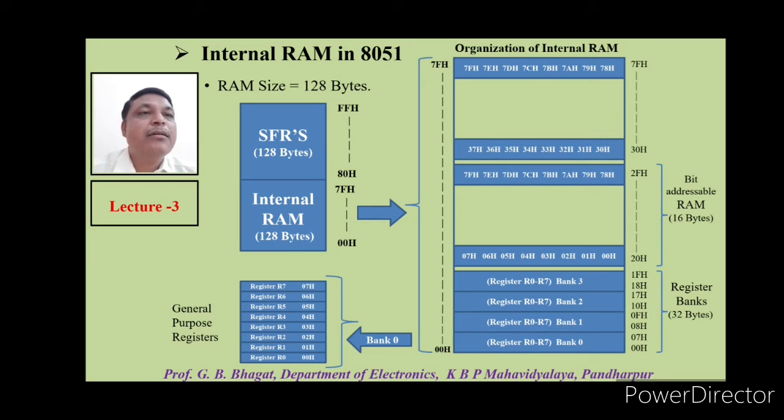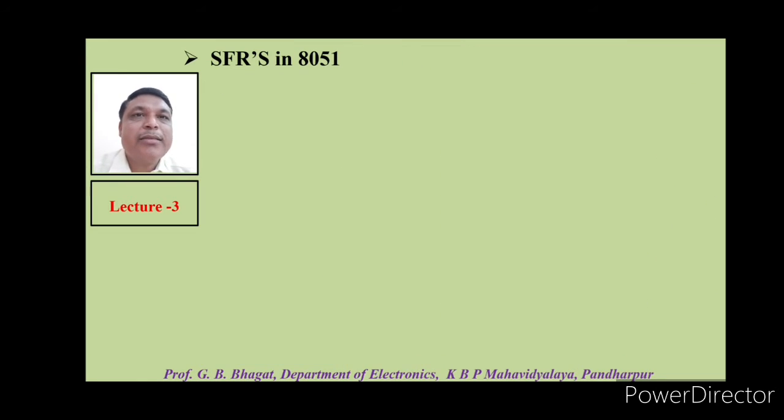Next, there is another block of RAM locations, and there are a total of 80 bytes of RAM that can be used as general purpose RAM. This general purpose RAM is assigned from address 30H to 7FH. These are the 80 locations, or 80 bytes, that can be used as general purpose RAM in the 8051 microcontroller.